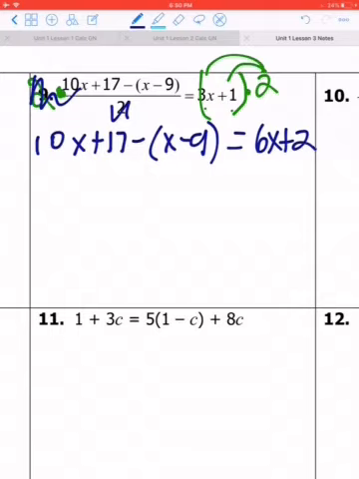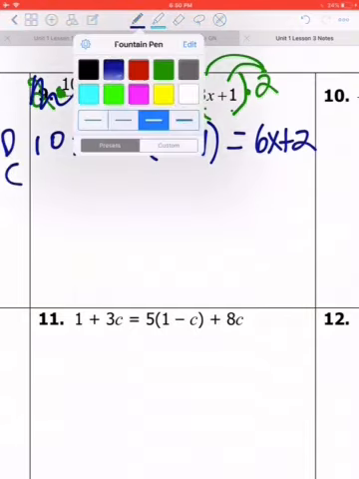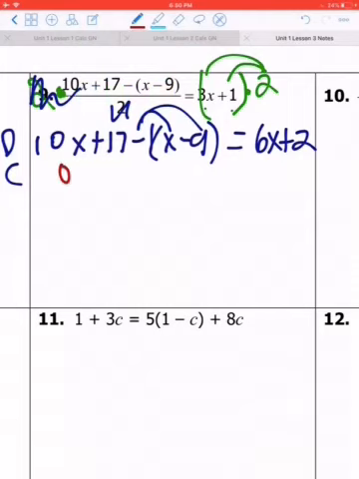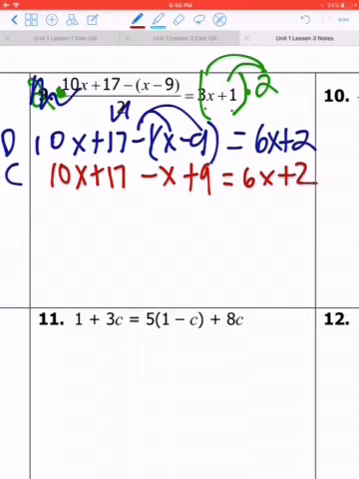Okay? So, again, another distribute here. Make that a -1 if you can't tell, but you're distributing that negative sign. So I'm doing my distribute before I start combining like terms, okay? Definitely do that in that order. Alright, so 10x plus 17, now this becomes minus x plus 9 equals 6x plus 2, okay?